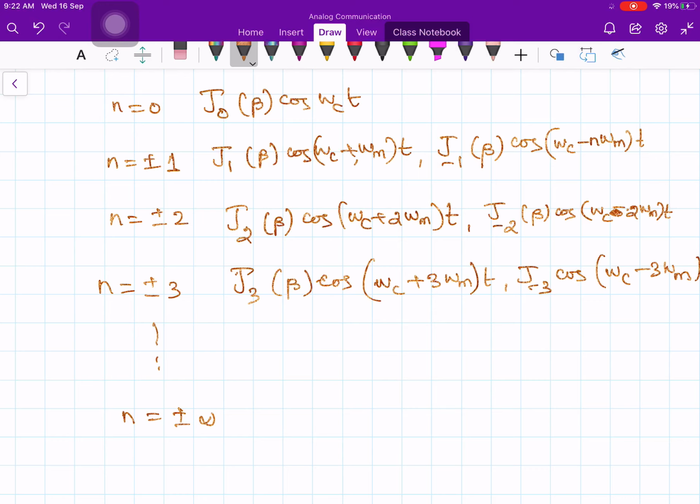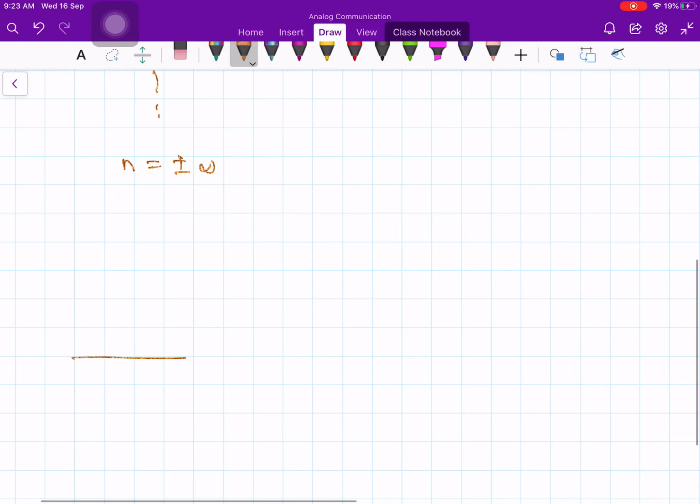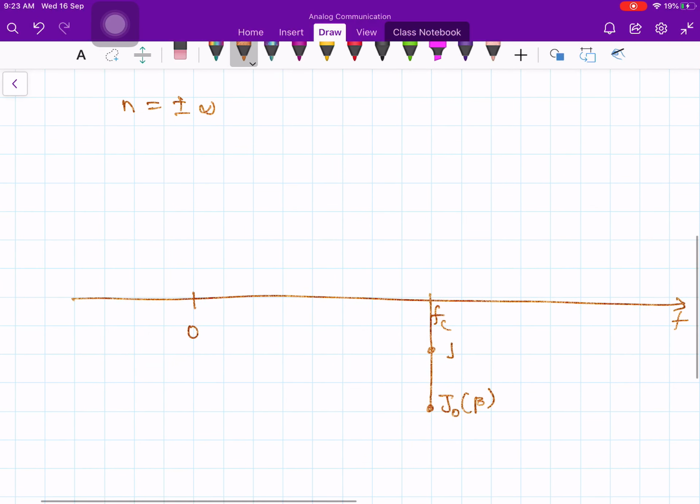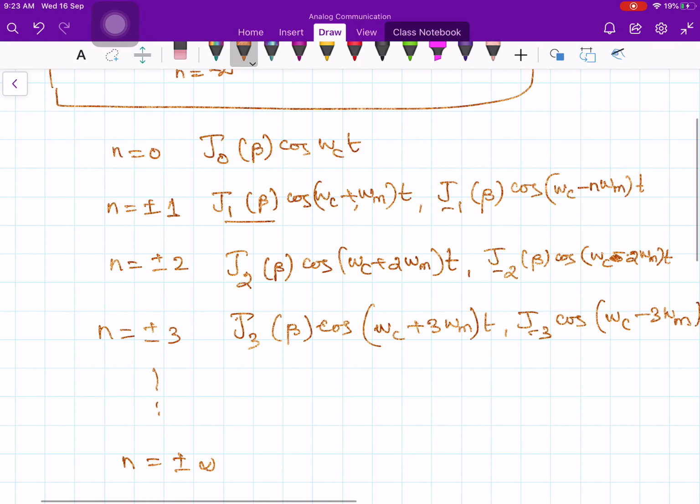Now, if you try to plot on the frequency axis, let us say this is my frequency, somewhere this is 0 and this is f_c. Now you have the magnitude of J_0(β) at the carrier. Then you have J_1(β) at ω_c + ω_m and J_{-1}(β) at ω_c − ω_m. This is not n, because we substituted 1. So I have two components: one is ω_c + ω_m.